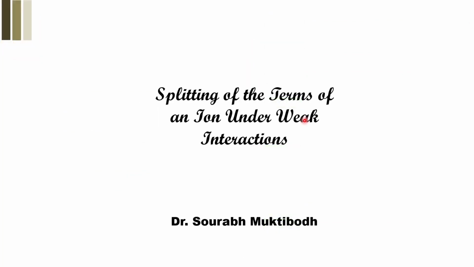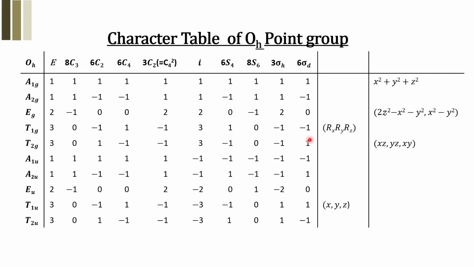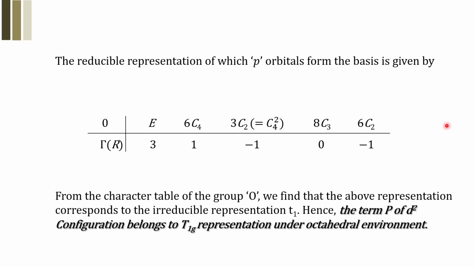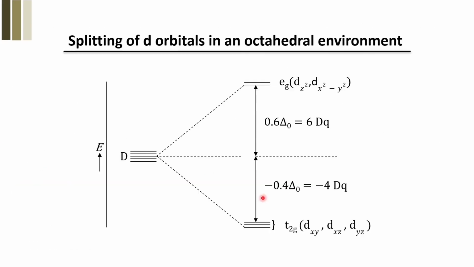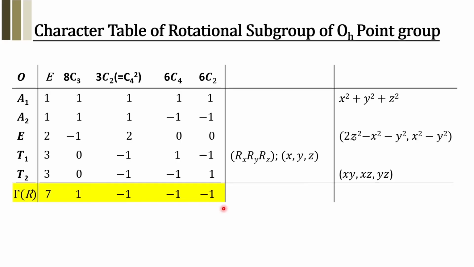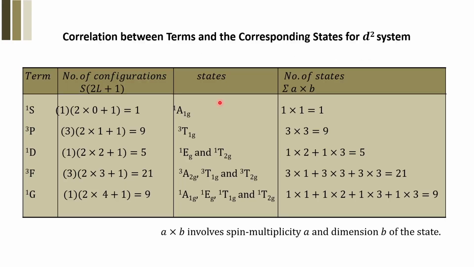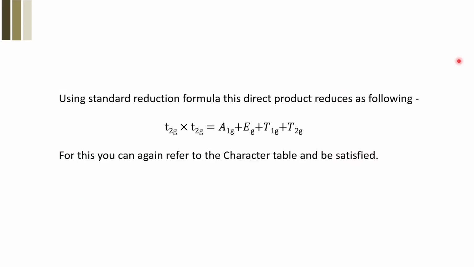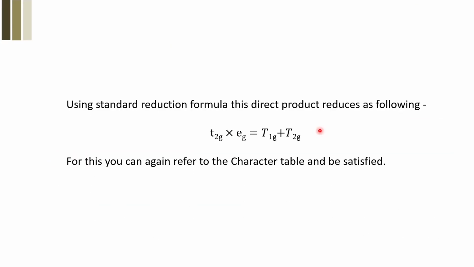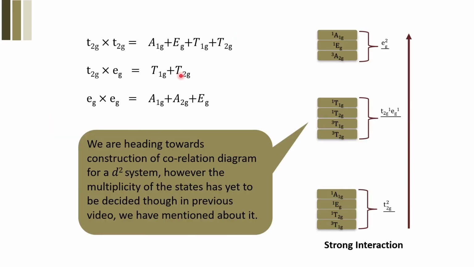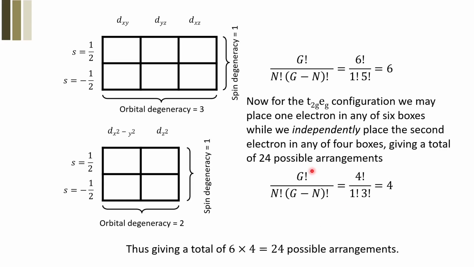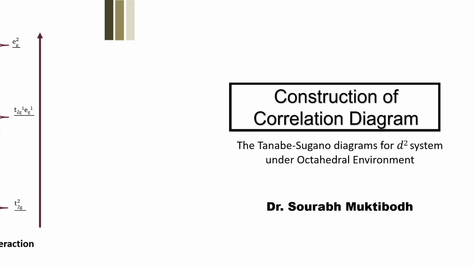The configuration of a d2 ion under weak interactions was the matter of investigation for the next video, 7.03, in which we assigned the terms, and various terms were split under the weak interactions for an octahedral environment and then in general for various systems. The configuration of a d2 ion in a large splitting was 7.04, the point of discussion for our entire theme. Actually, we are heading towards the construction of the correlation diagram for a d2 system, and that is the main and major focus of the entire studies. So, shall we begin?